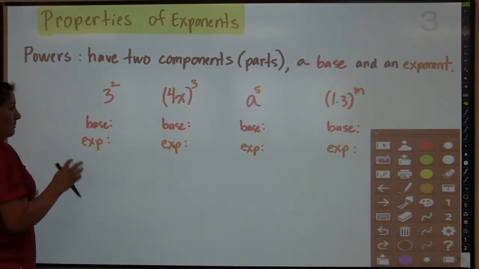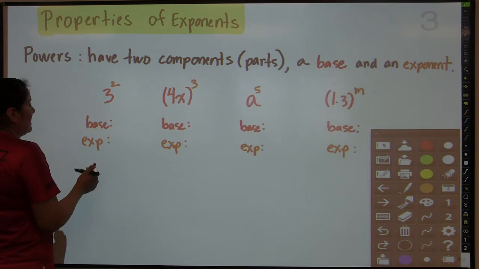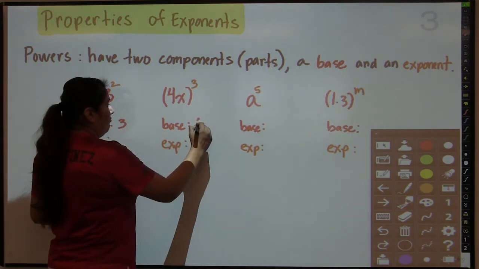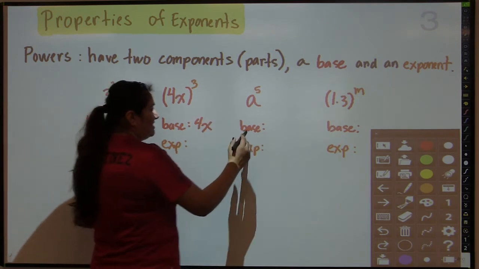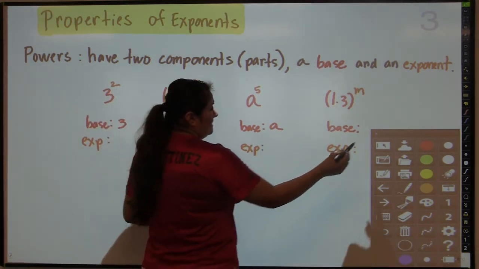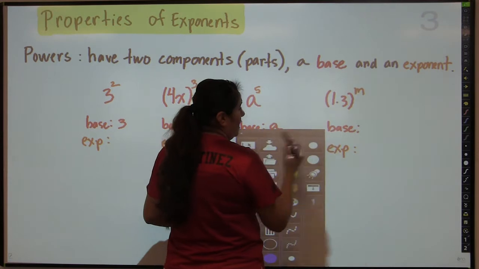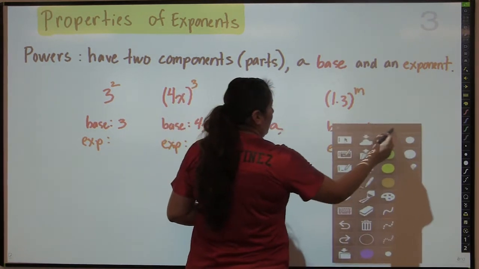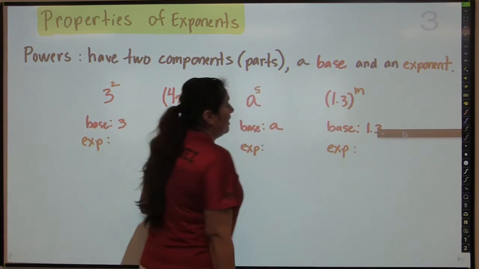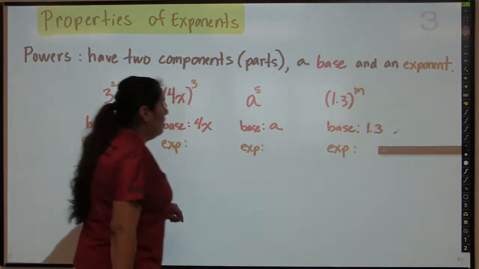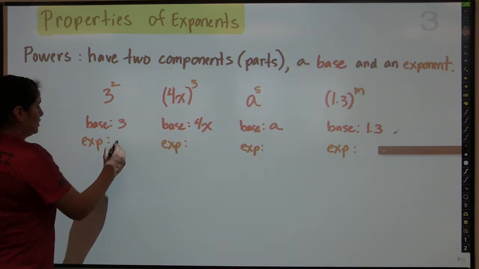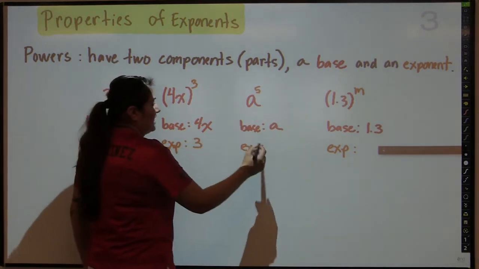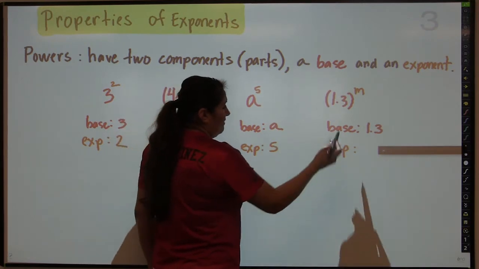But each power has a base and an exponent. So in the first example, the base would be 3. In this example, the base would be 4x. And in this example, the base would be a. And in this last example, the base would be 1.3. Then we have the exponents. The exponent in this case is a 2, the exponent in this case is a 3, the exponent in this case is a 5, and the exponent in this case is m.